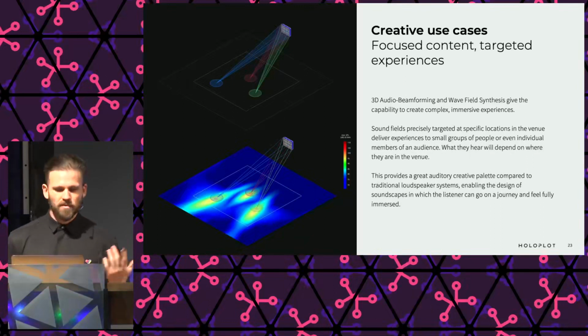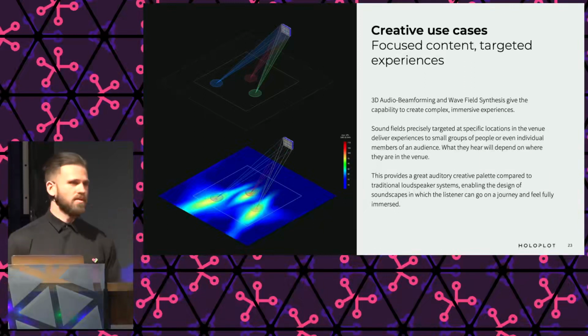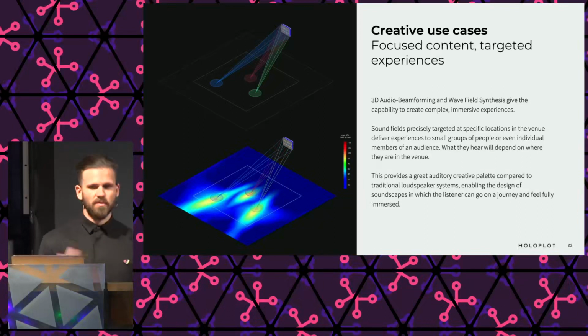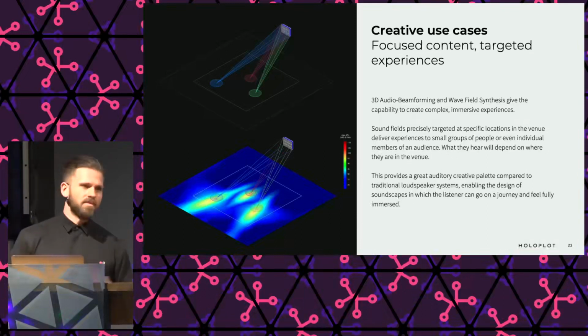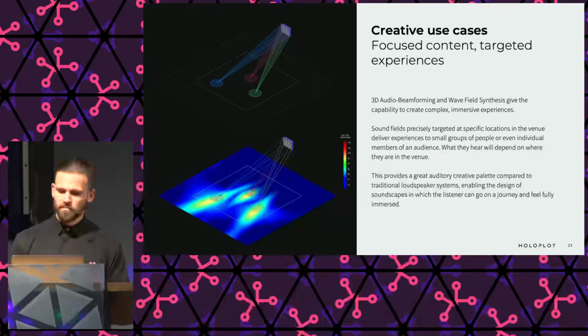Some examples where we could use this feature: what we have done in the past is to recreate the virtual acoustics of a specific venue, for example, a church, and we have delivered a single message to a single person in the audience area, that only that person would hear, and the rest of the people would hear just the acoustics of the venue.